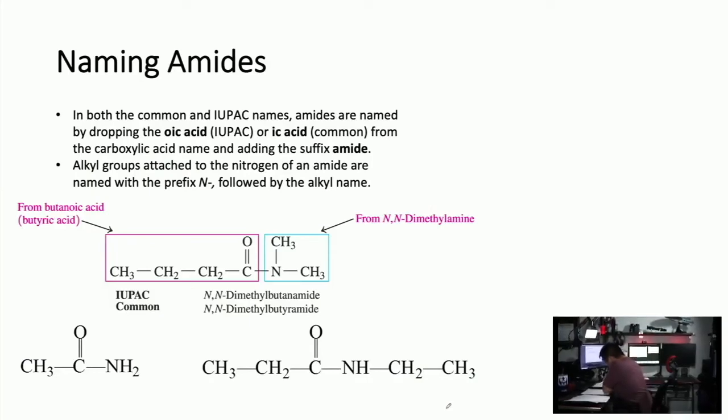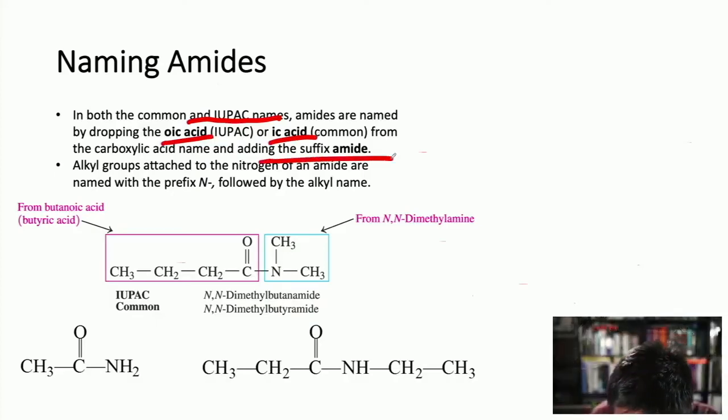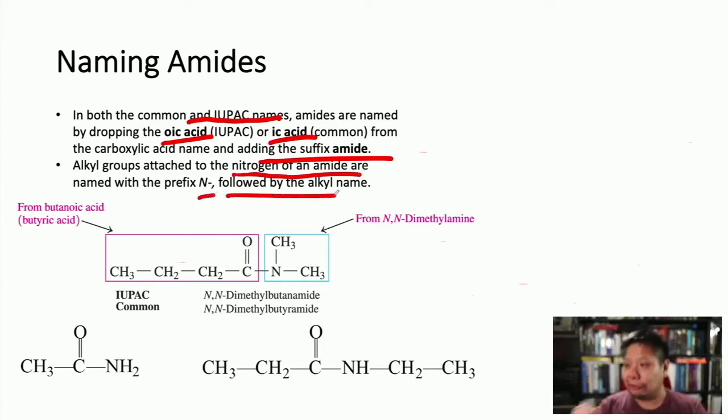How do we name them? In both the common and the IUPAC names, amides are named by dropping the oic acid from the carboxylic acid, or the ic acid in the common name, from the carboxylic acid, and adding the suffix amide. Wow, that's simple, right? And then, if there are alkyl groups attached to the nitrogen of an amide, they're named with the prefix N, followed by the alkyl name, which we saw before with the amines, like the N-bromo benzamide. Was that what it was? I can't remember what the example was before. You can go back and look.